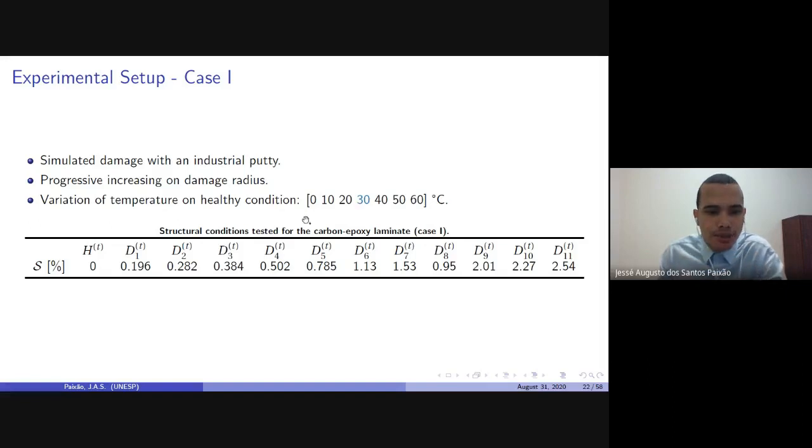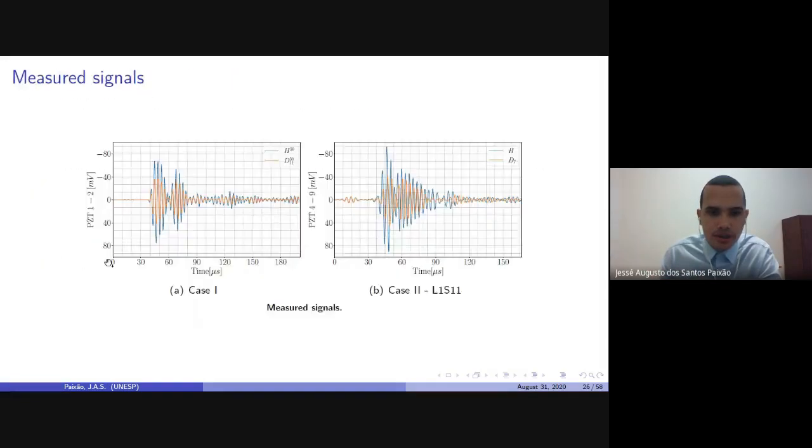Yeah, this is because in the healthy condition, when the structure is healthy, we did this temperature variation between 0 and 60 in order to compare the effects caused by the temperature and the effects caused by the damage. But this was performed just in the healthy condition. This is demonstrated here, in this figure.